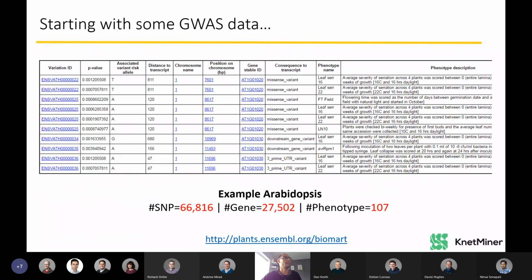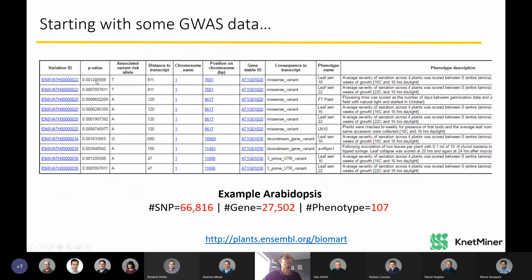So how do we model the data in our knowledge graph? GWAS data looks a little bit like this. You've got different types of information. You've got SNPs, so polymorphisms in the genome that are associated with a phenotype. The phenotype is often free text, unstructured, described like this in this column here. And we've got a p-value for the association.